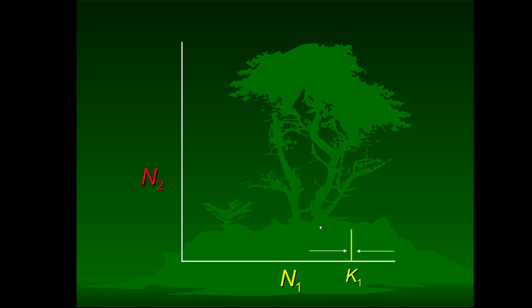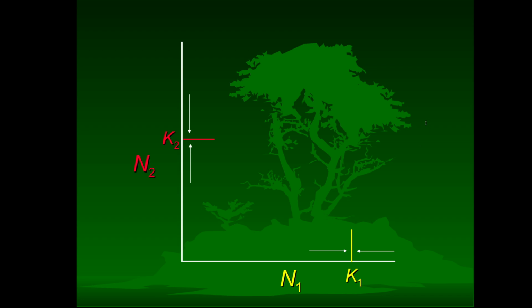So first we mark on both axes the carrying capacities of both populations in the absence of the other population. So this is the carrying capacity of species 1 right here when species 2 is not present. So it'll increase up to this carrying capacity and stop there. If it's above, then it'll decline to the carrying capacity. If it's below, it'll increase to the carrying capacity. And the same for species 2.